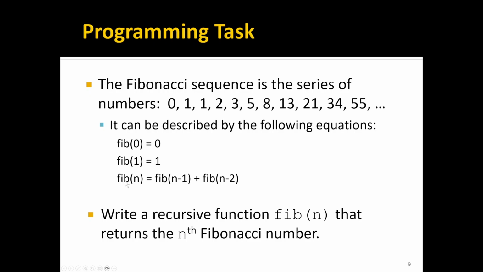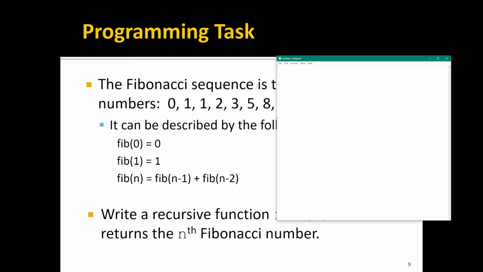For all other numbers, we calculate the fib of that number by finding the fib of the two previous numbers and summing them. As an example, if I wanted to compute the fifth Fibonacci number, so I'd say fib of 4, because zero-based indexing, in order to calculate that, I need to know the fib of 3 and the fib of 2. Now, in order to know the fib of 3, I have to know the fib of 2 and the fib of 1.